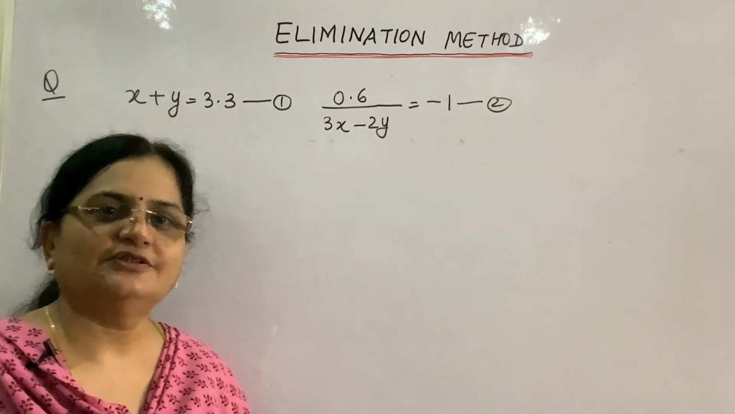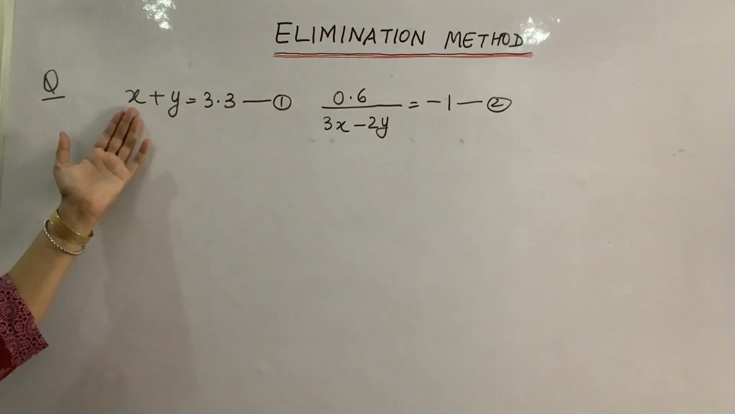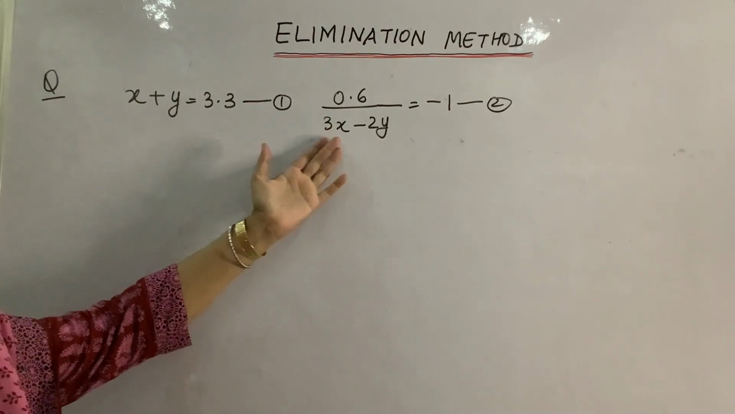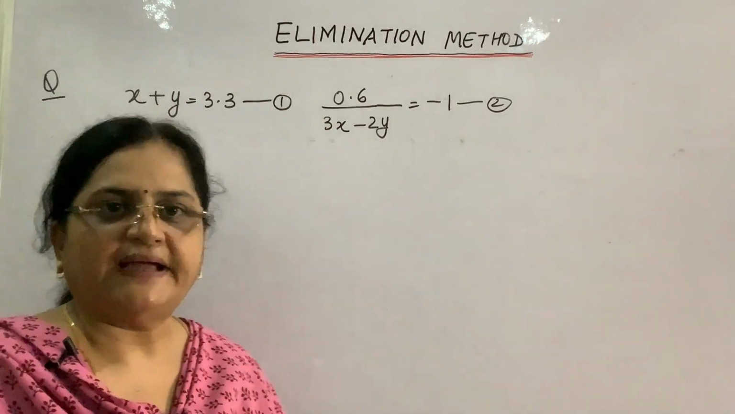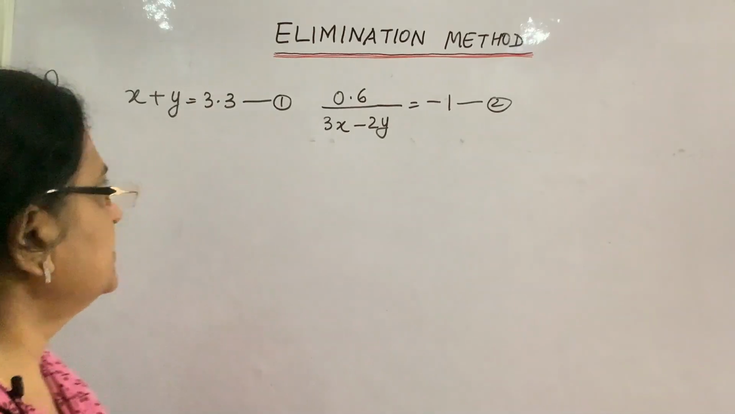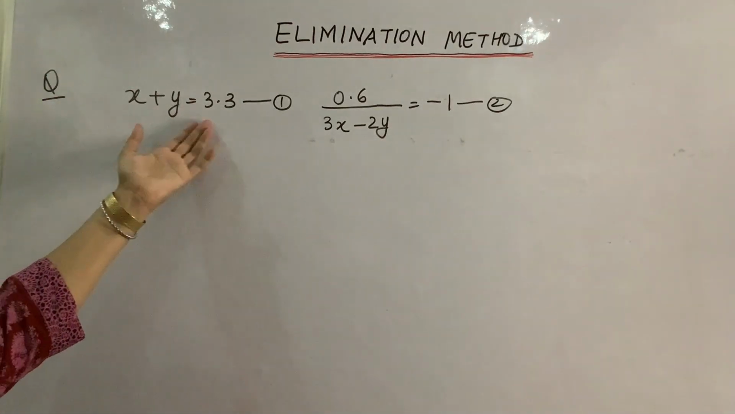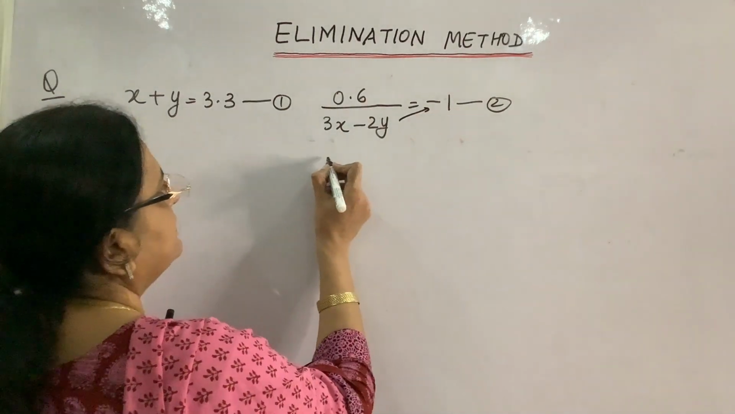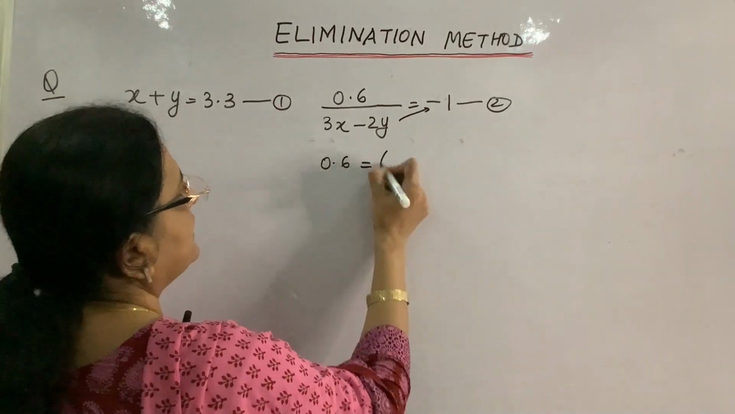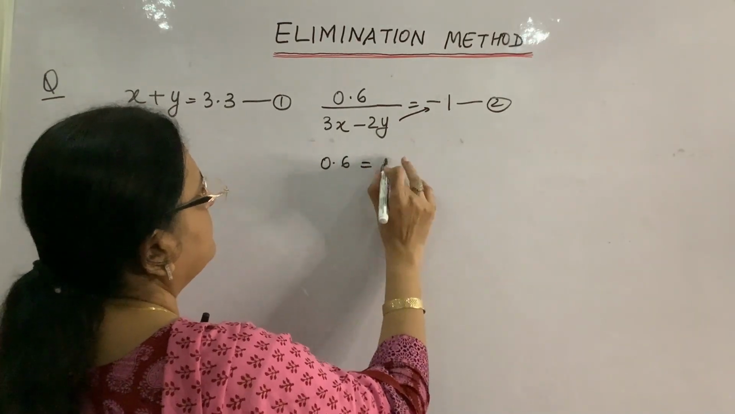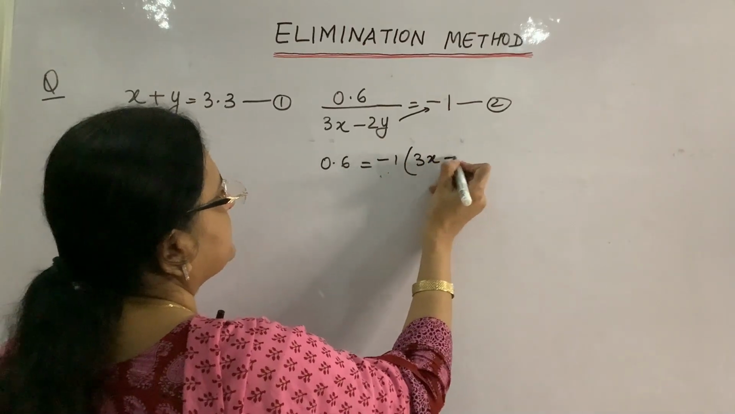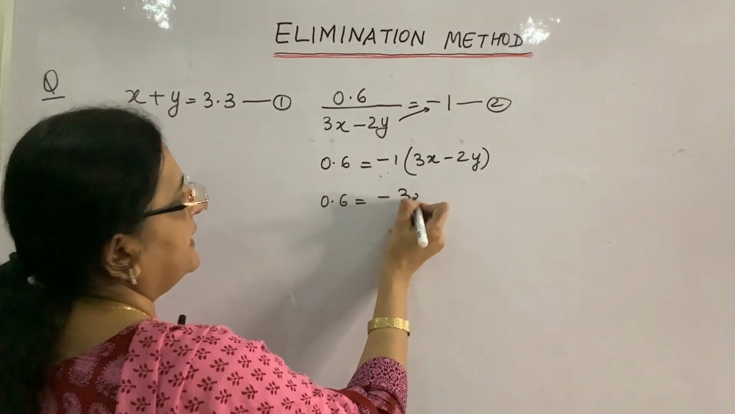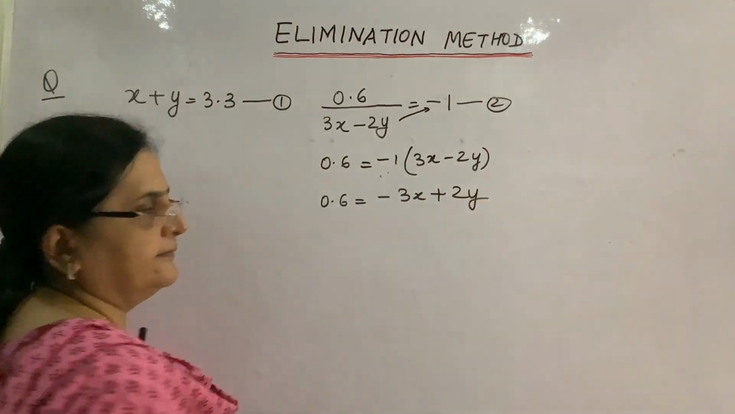The next question we'll take is of decimals. So the first equation is x plus y is equal to 3.3, and the second equation is 0.6 upon 3x minus 2y is equal to minus 1. So the first equation is given already in the form of ax plus by is equal to c. The second we will convert. Convert means cross multiply. So this will give 0.6 is equal to minus 1 into 3x minus 2y. So this is 0.6 equals minus 3x plus 2y.